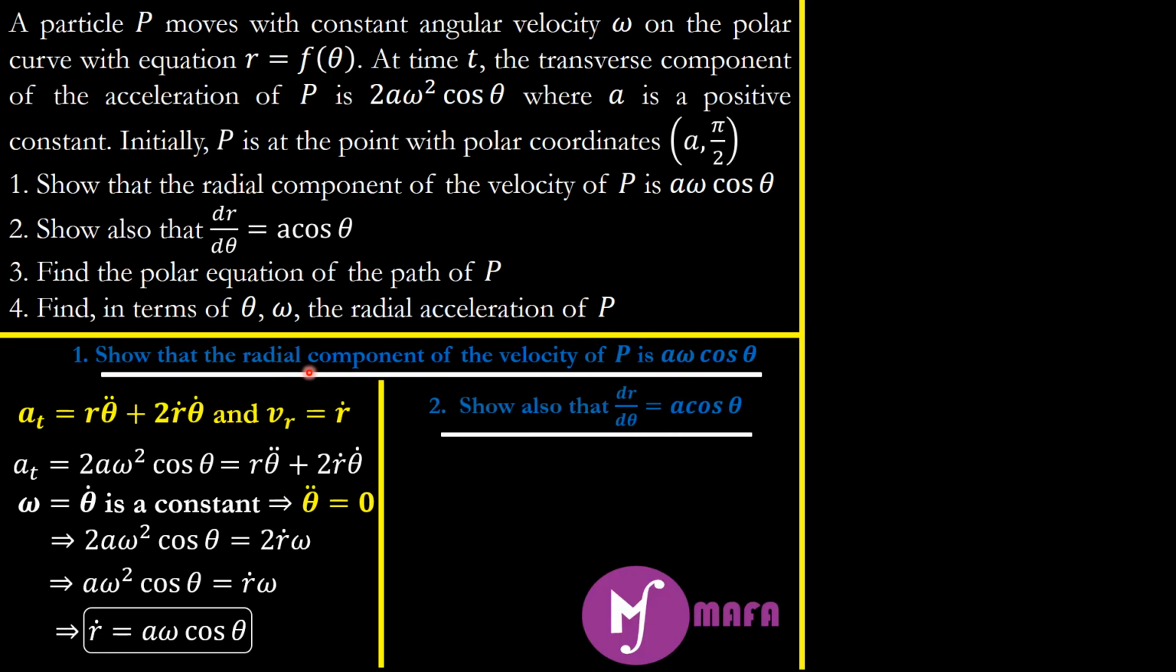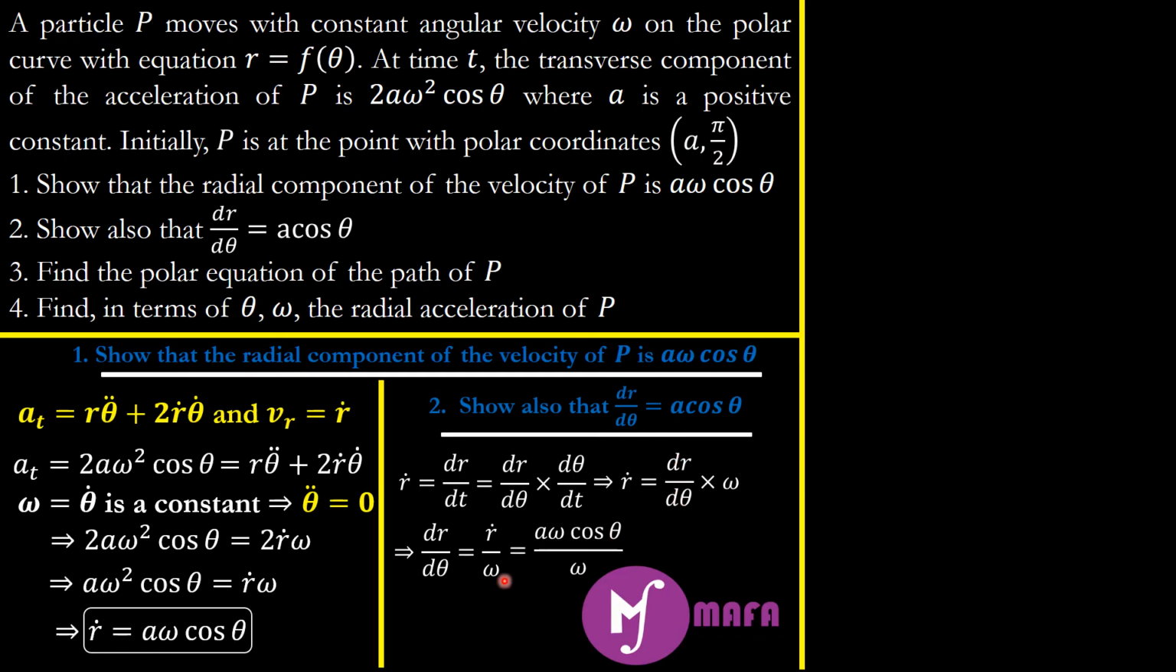Now the next part is asking us to show also that dr by d theta is equal to a cos theta. So we pick up from the previous proof. r dot is dr by dt, and by the chain rule, dr by dt is dr by d theta times d theta by dt. So our r dot is equal to dr by d theta times d theta by dt, which is simply omega. So dr by d theta becomes r dot divided by omega. But we know what r dot is. It is a omega cos theta, because you have just proven it. Divided by omega, it simplifies to a cos theta.